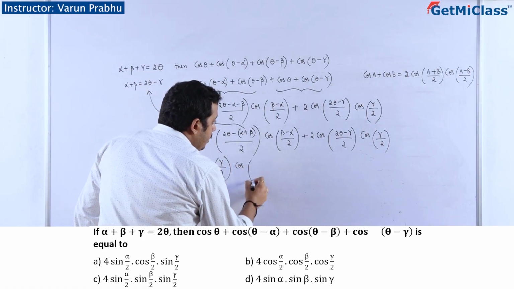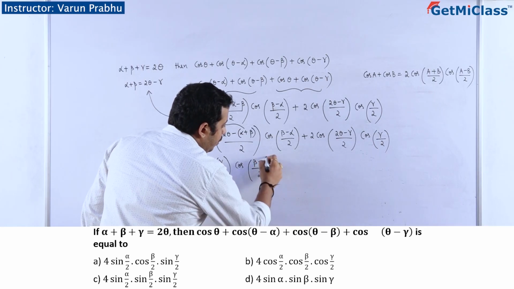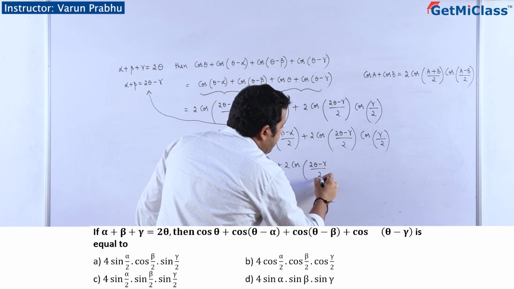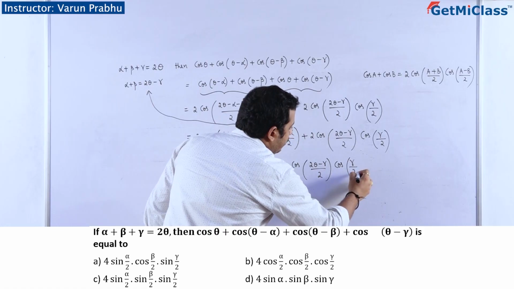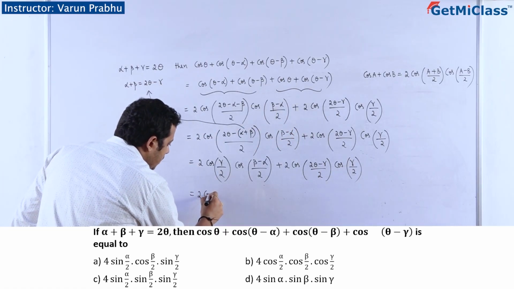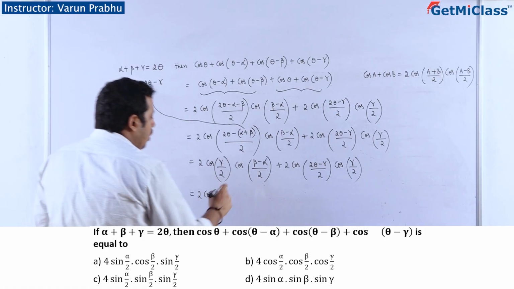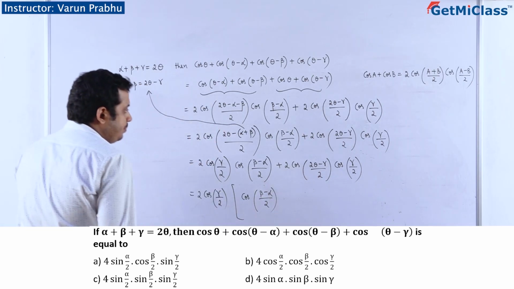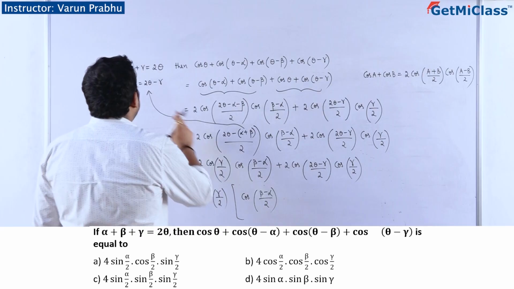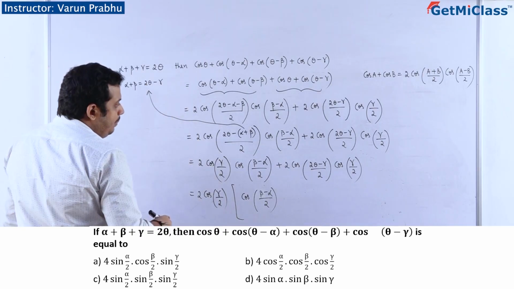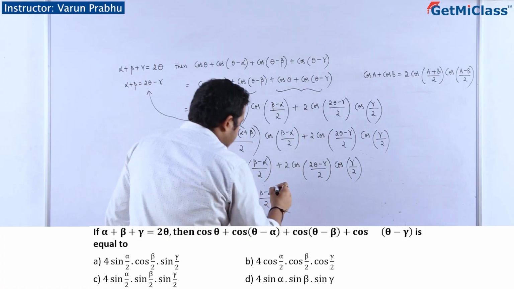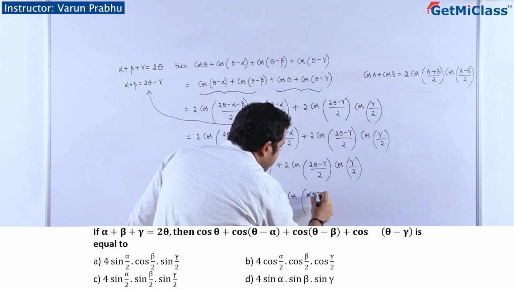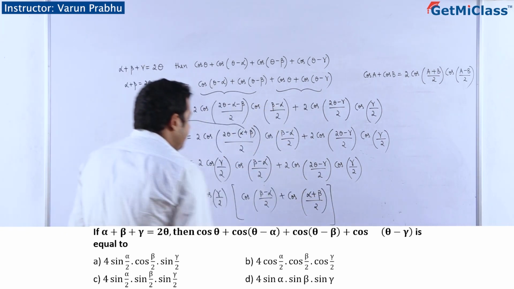Into cos of (beta minus alpha) divided by 2, plus 2 cos of (2 theta minus gamma) divided by 2 into cos of gamma divided by 2. So what we can take out common here is 2 cos gamma divided by 2. What remains inside the bracket is cos of (beta minus alpha) divided by 2, plus cos of (2 theta minus gamma) divided by 2, where 2 theta minus gamma can be written as alpha plus beta divided by 2.